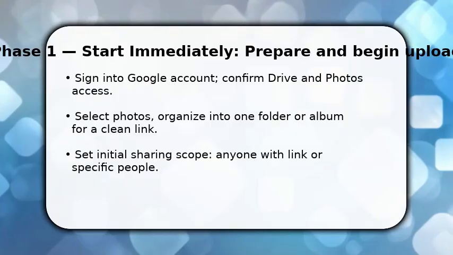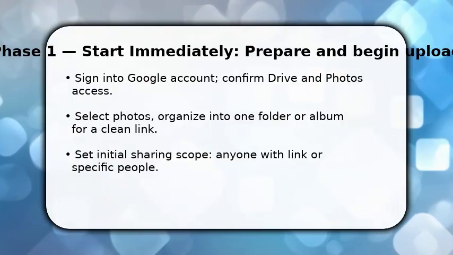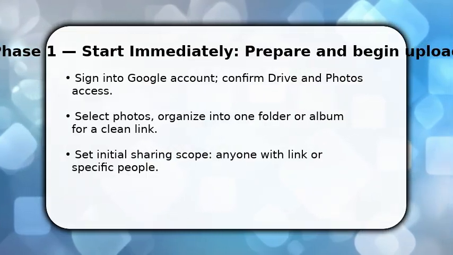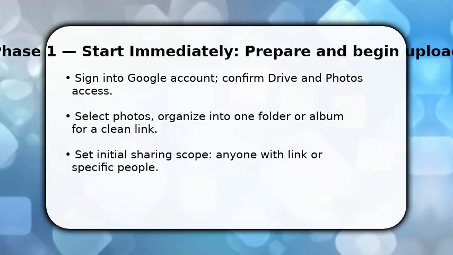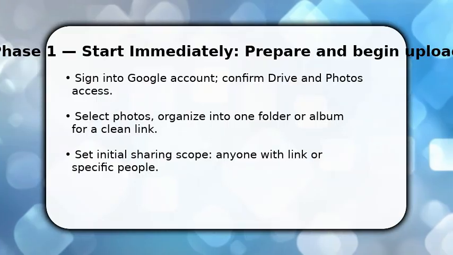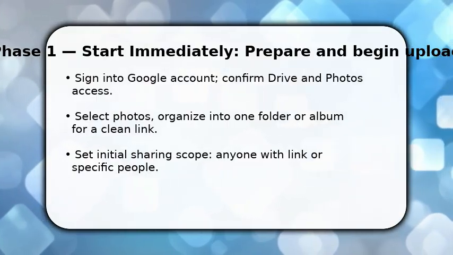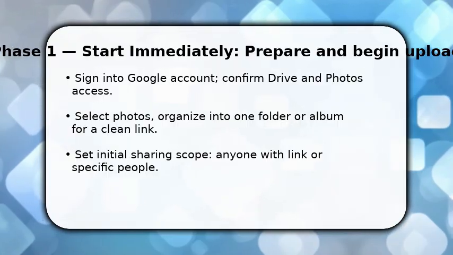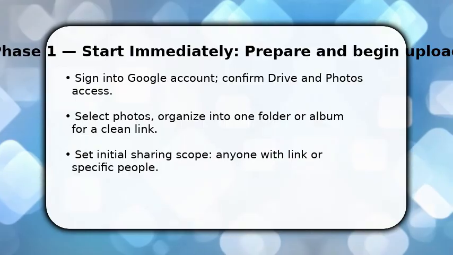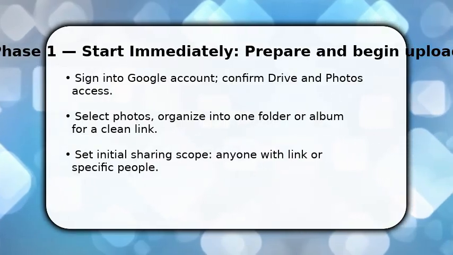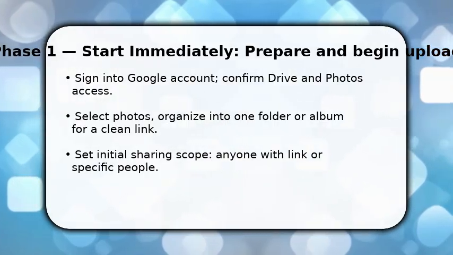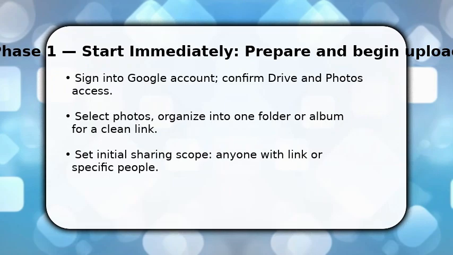Enjoy the video. You should sign in now and confirm Google Drive or Photos is active because permissions determine link behavior. Once signed in, open Photos or Drive and pick the images you need. Group them into one folder or album so the link points to everything. Select Sharing and choose who can access the link, anyone with link versus specific people, since that affects privacy and download options. Make these choices before creating the link to avoid redoing permissions later.